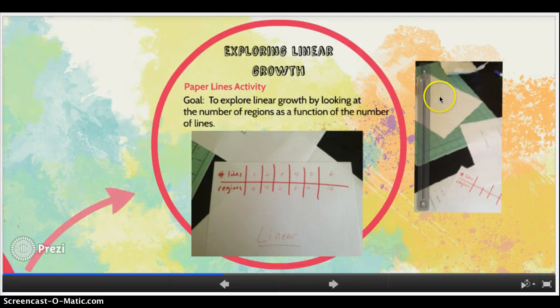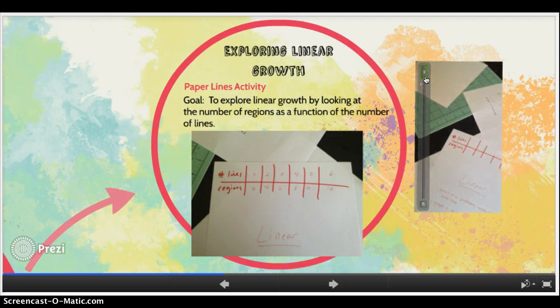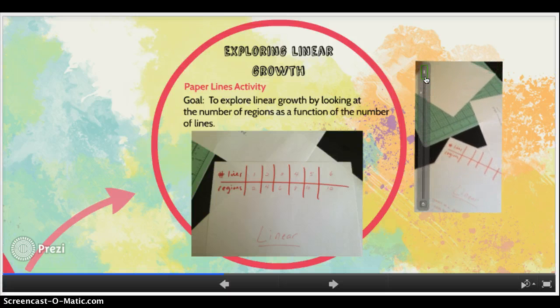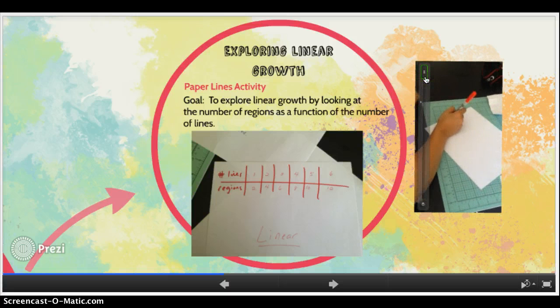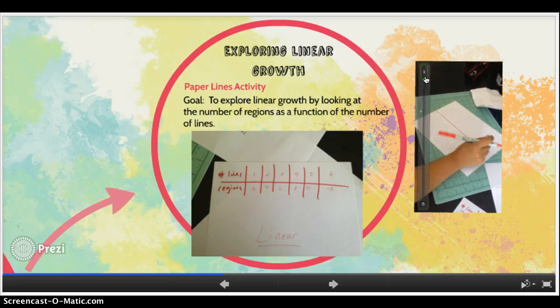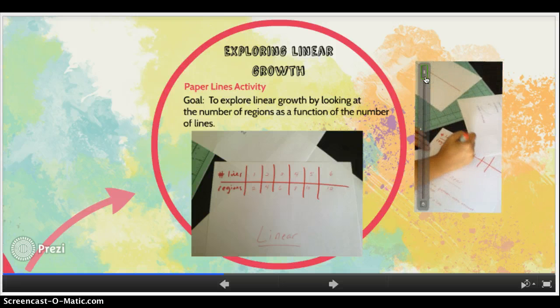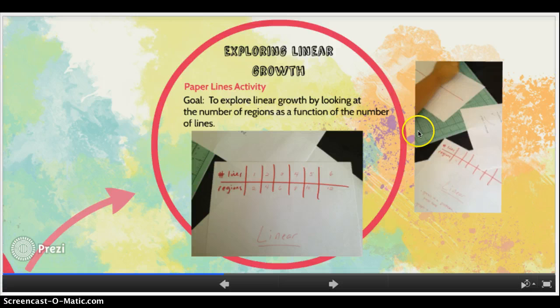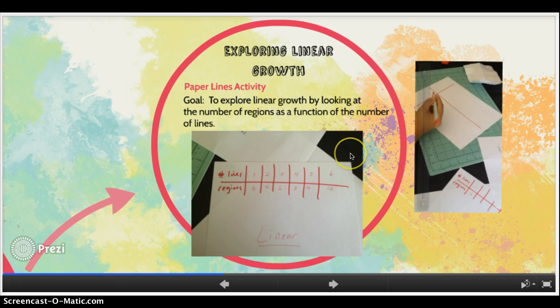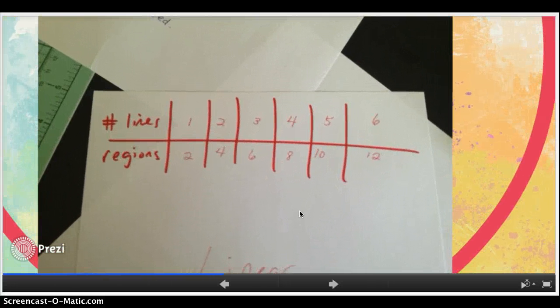Linear growth. We did a similar activity, another table with a number of lines and regions. She's going to draw a horizontal line. She does a pretty good line. Then she's going to fill out her table here. As she added a line, the number of regions increased. For example, she drew one line, so she had 2 regions, then a second line, 4 regions, and so forth. So this represents linear growth.